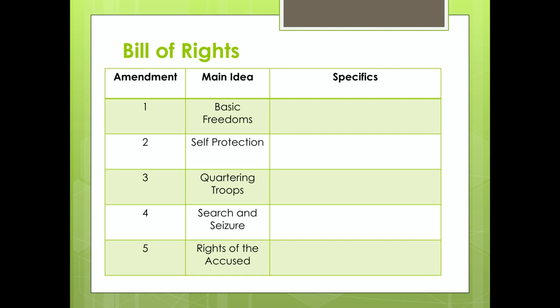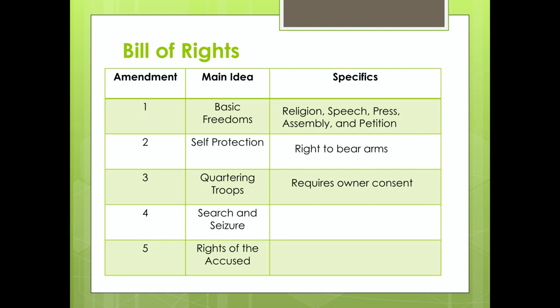And of course, our First Amendment are our basic freedoms: freedom of speech, religion, press, assembly, and the right to petition. Amendment 2 in the Bill of Rights is self-protection, which is your right to bear arms, which most of you know that one. Amendment 3 is quartering of troops.